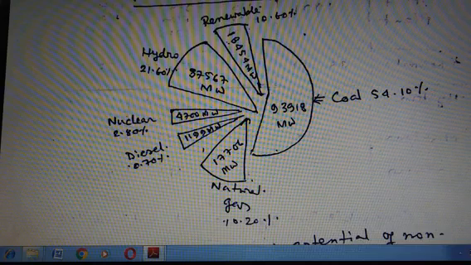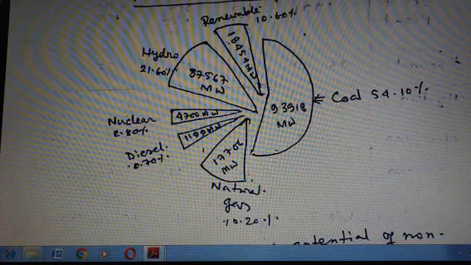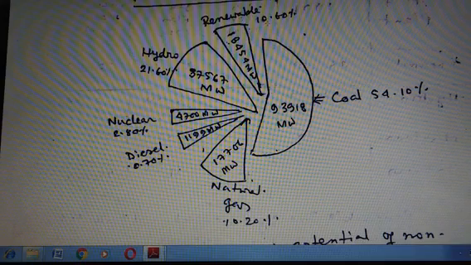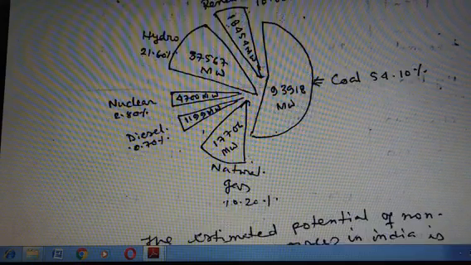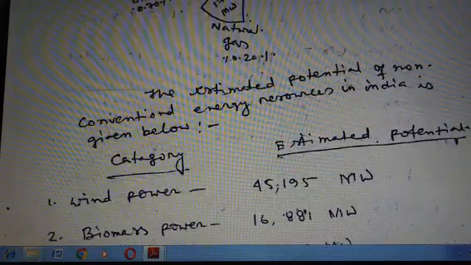Next is geothermal energy. Geothermal energy comes from underground heating systems and so on. So these are the renewable energies, and 10.6% of total energy in our country is coming from renewable energy.